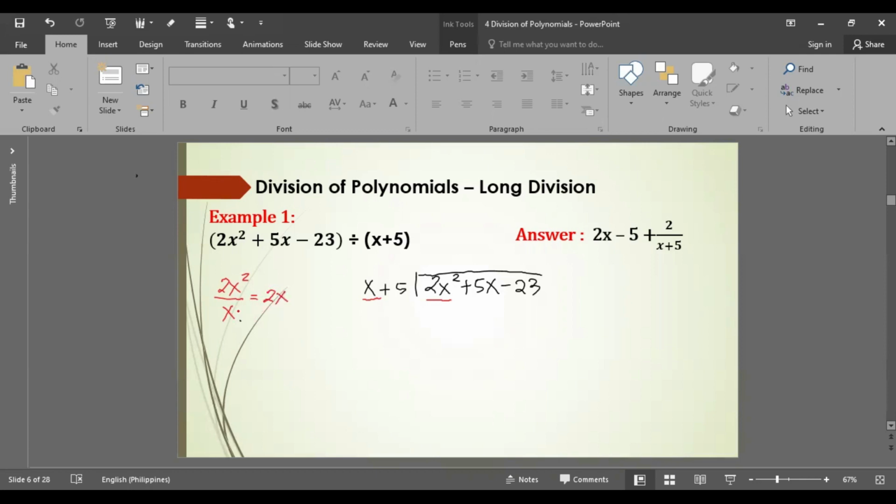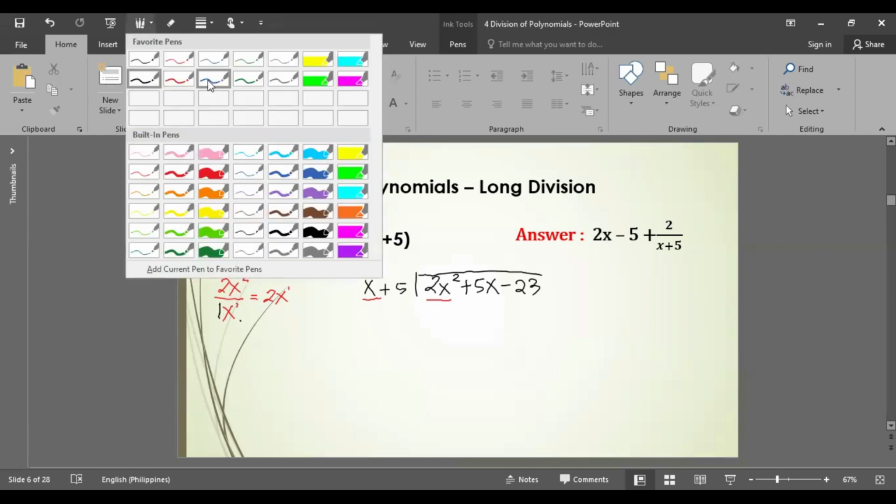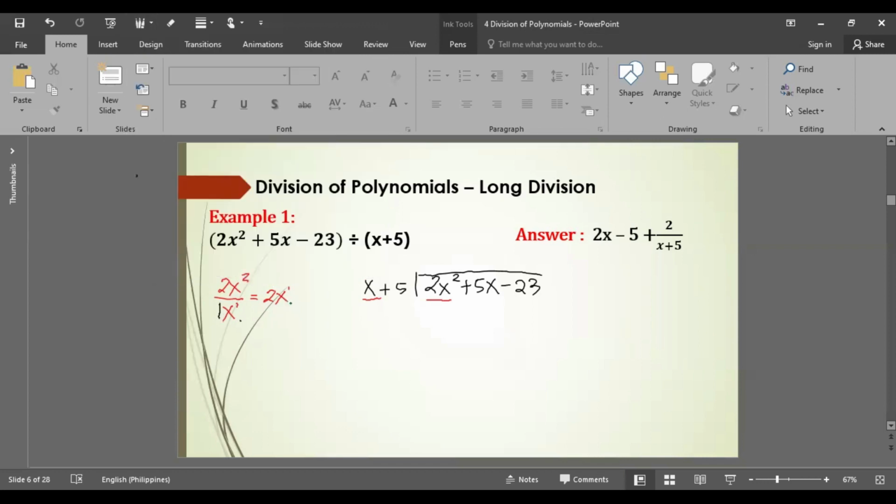2x. Because remember, when we divide expressions involving variables, we subtract the exponents. So 2 minus 1 is 1. That's why we have here x raised to 1. Then why did it become 2? Because the numerical coefficient of this is 1. So when we divide 2 by 1, it's 2. That's why we have 2x. So where are we going to put 2x? We have to put it right here.